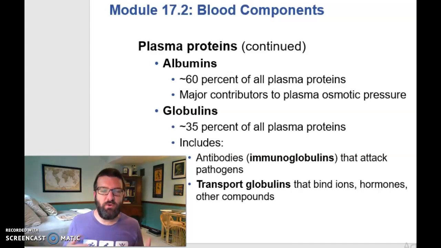Globulins are most of the rest of the proteins, a little over a third. And there are transport globulins that can bind things that can't move through the blood on their own. Very often these are hormones that we talked about last time, like steroids, that are lipids and can't dissolve in blood. But you also have immunoglobulins, and these are sometimes called antibodies, and you're going to hear a lot about these in the news these days. Immunoglobulins are globular proteins, right? That has to do with the shape. And they attack particular pathogens. We'll talk a lot more about these when we get to the immune system.